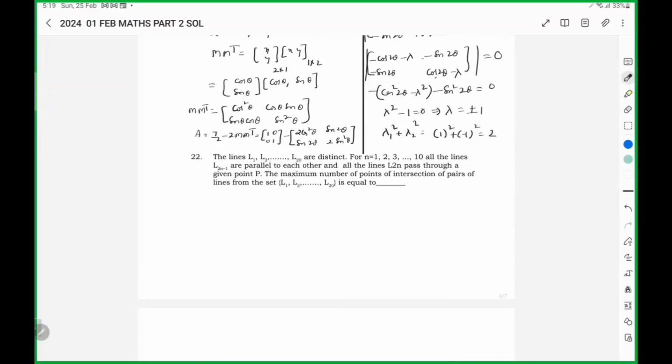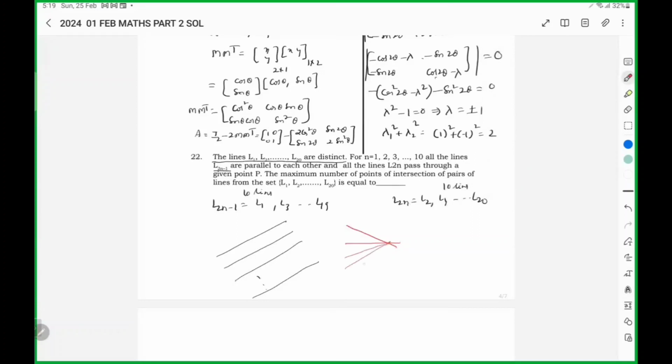Here L1, L2, there are 20 lines, all are distinct lines. L2n minus 1 means odd numbered lines, L1, L3 to L19, are parallel to each other. These are all parallel. And L2n, L2, L4, L20, here you have 10 lines, which pass through a given point. So all lines pass through given points. Here 10 lines, no intersection, but here another 10 lines, one point of intersection.